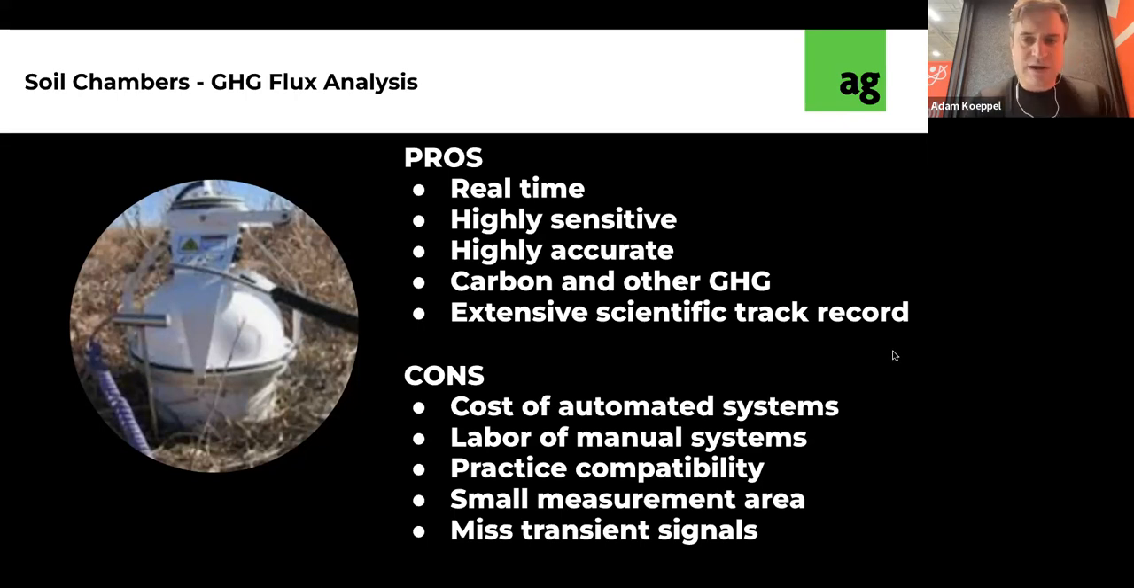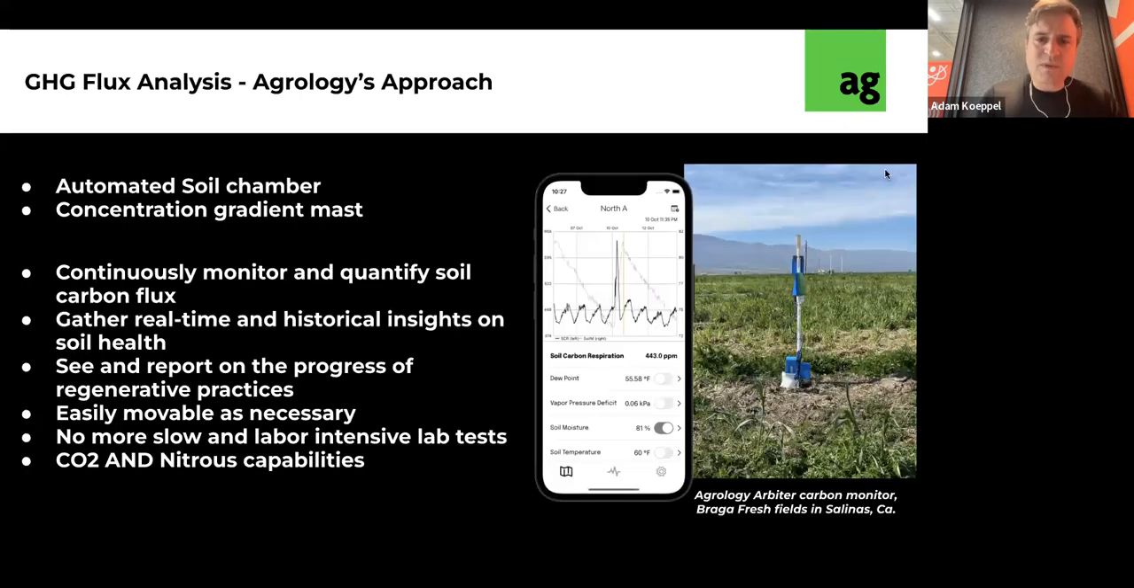And so now we'll go on to the next slide to talk about Agrology's approach for greenhouse gas flux analysis. We looked at all of these measurement approaches.